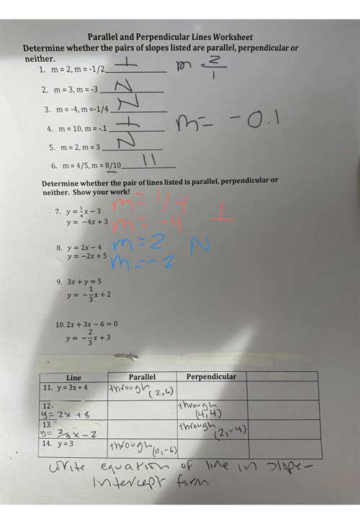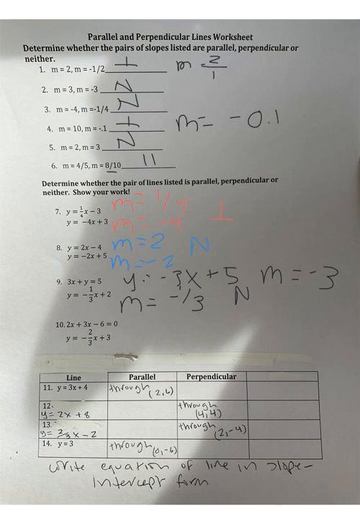Number 9, this is in standard form. So we are going to subtract 3x from both sides, and we're going to get y equals -3x plus 5. And the slope on this one is -3. The slope on the other one, it's already in slope-intercept form, is -1/3. So we have the reciprocal, but the signs are both negative, so this is neither.